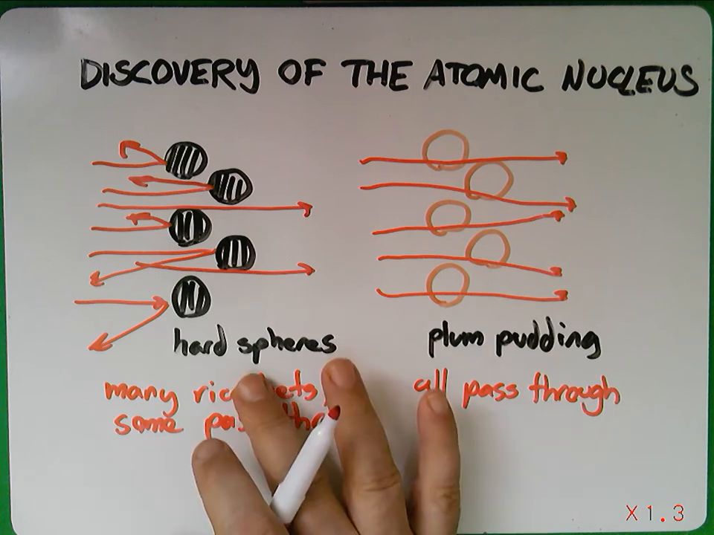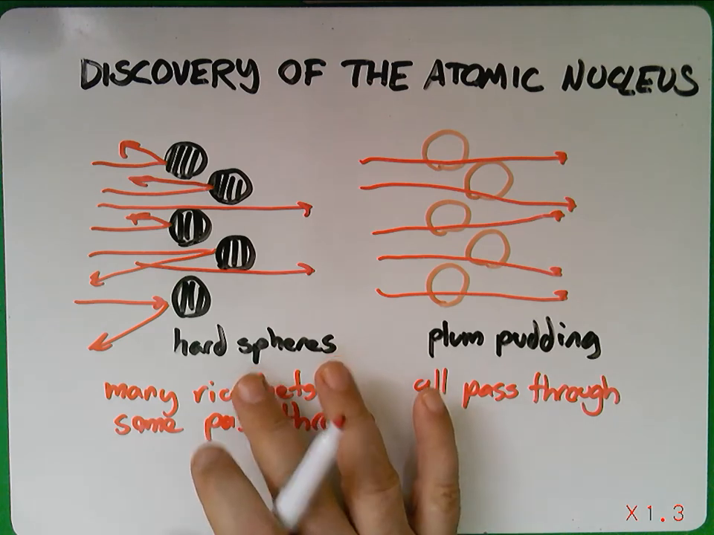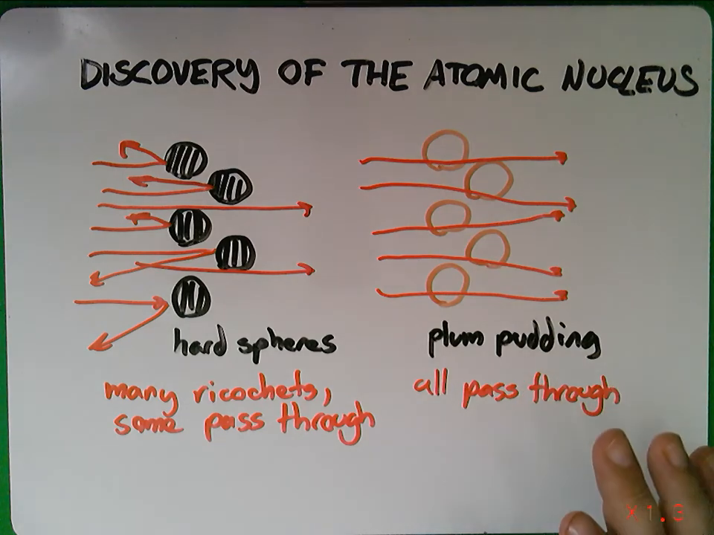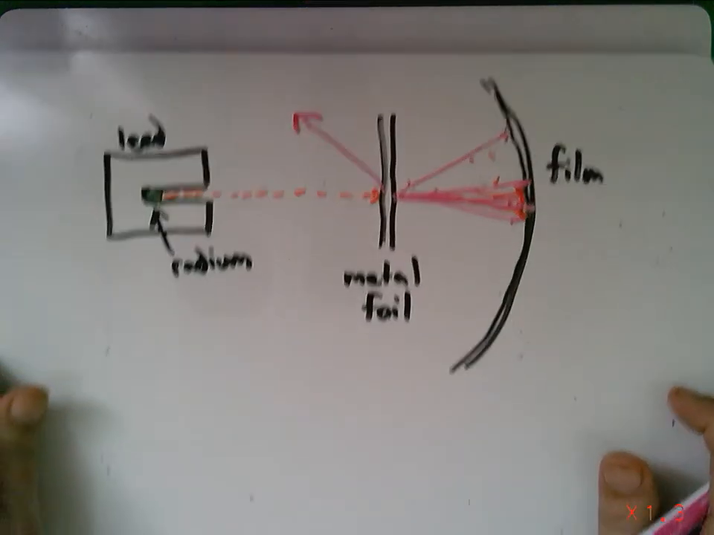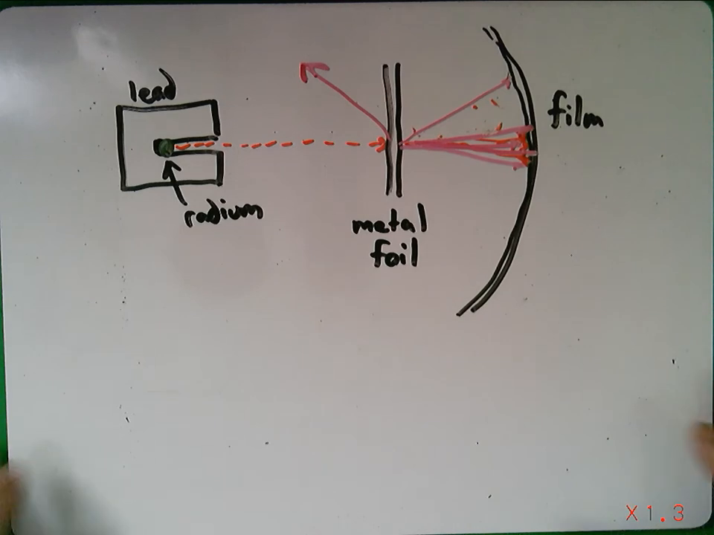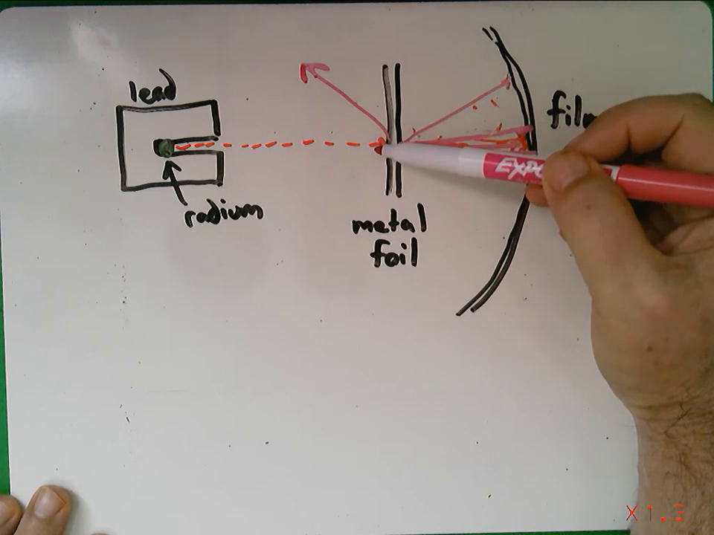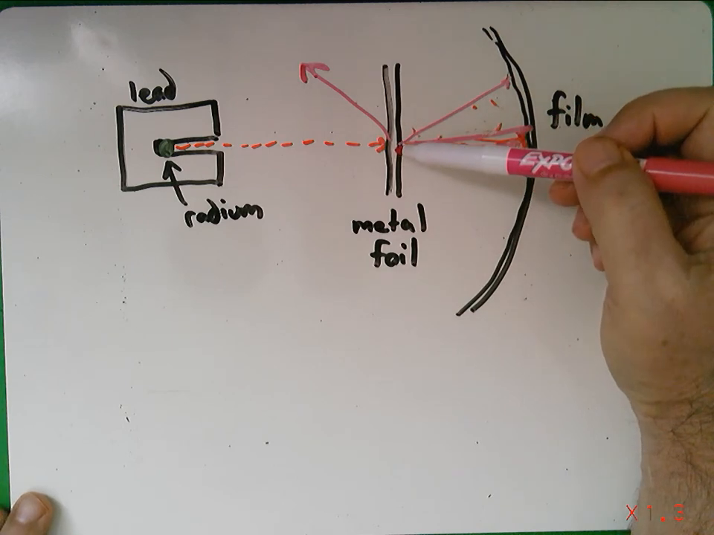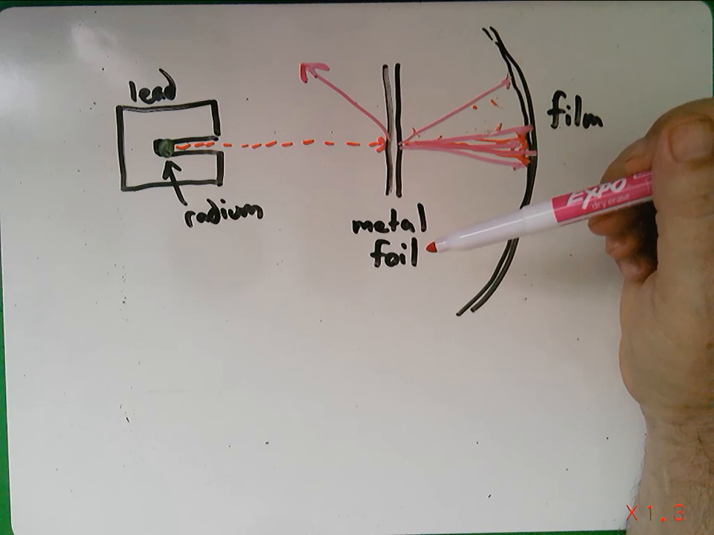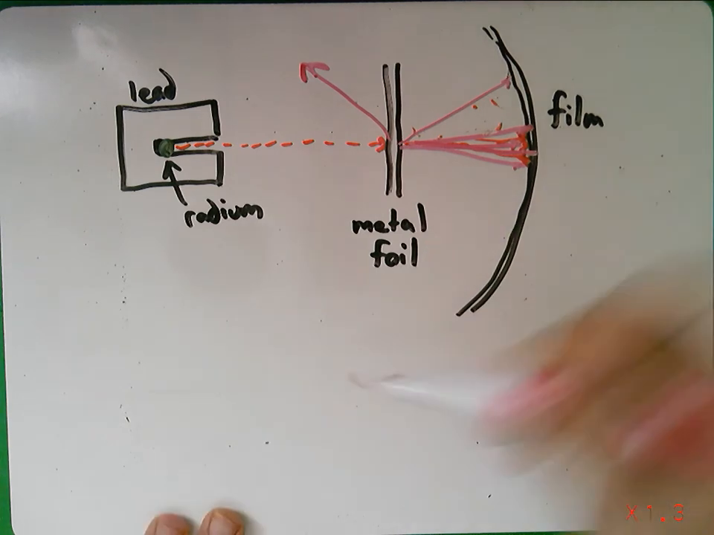So it couldn't be hard spheres, or there would have been more ricochets, and it couldn't be plum pudding, or they all would have passed through with no ricochets. So what could have caused this kind of thing? He said this was as surprising as if you fired a rifle bullet at a piece of tissue paper and it bounced back at you. A mortar shell, actually, is what he said.